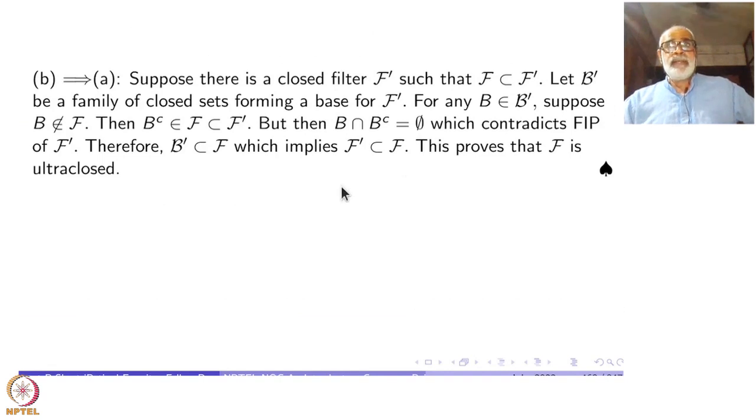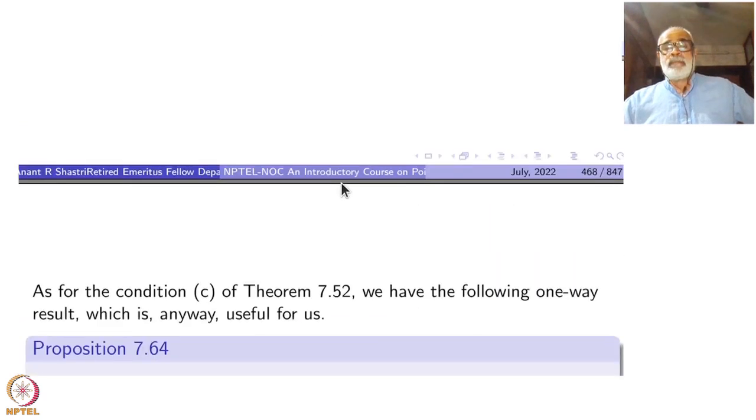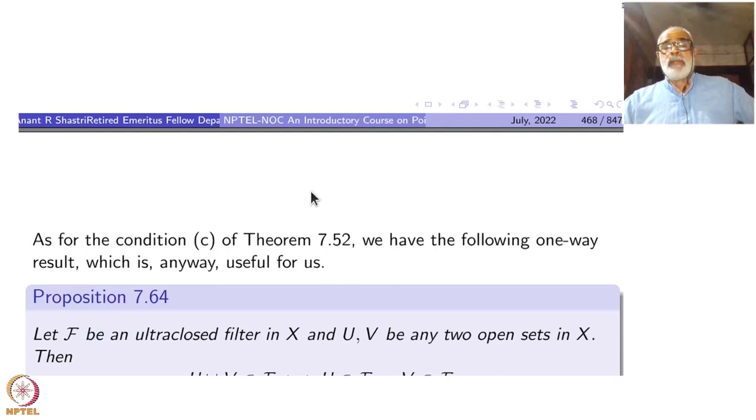Condition C is missing here. Now you understand why last time we put this condition at the last, and then proved A implies C, C implies B, and B implies A. This condition is nothing but: given A union B inside F, A is there or B is there, in the case of ultra filters.